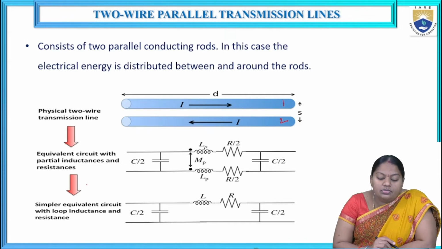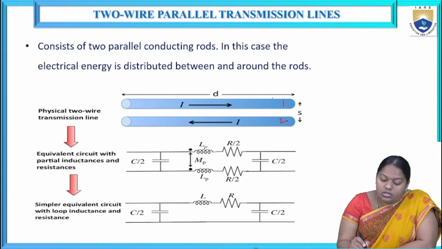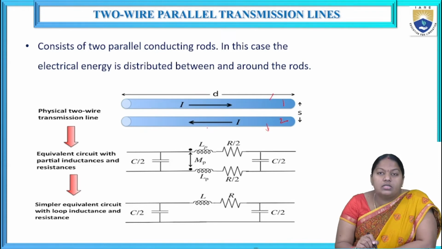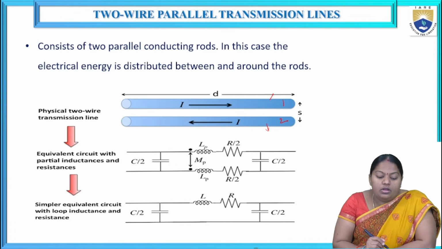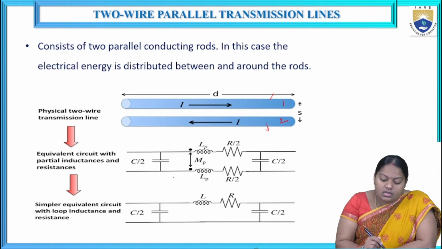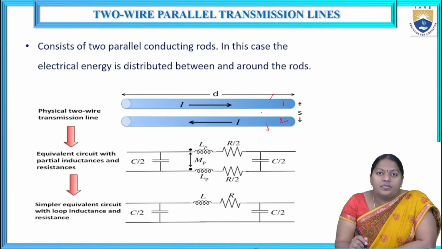So it consists of two parallel conducting rods. In the open wire or two wire parallel transmission line case, the electrical energy is distributed between and around the rods. How can we identify these? The high tension wires are the best example for the two wire parallel transmission lines.